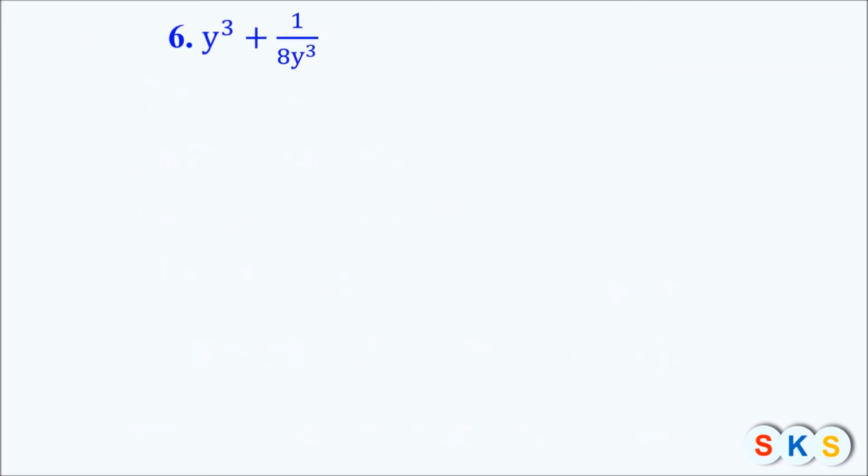Y raised to 3 plus 1 upon 8y cube. Here the first term is cube of y and the second term is cube of 1 upon 2y. Okay, 1 is cube of 1 and 8y cube is cube of 2y. So 1 upon 8y raised to 3 is cube of 1 upon 2y. So we will write here y the whole cube plus 1 upon 2y the whole cube. And you can see now this question is converted in the form of a cube plus b cube.